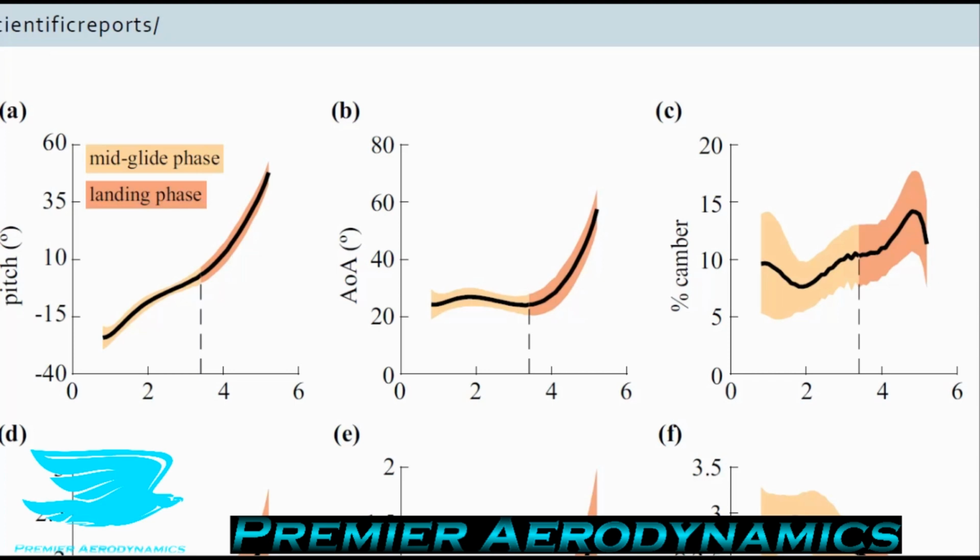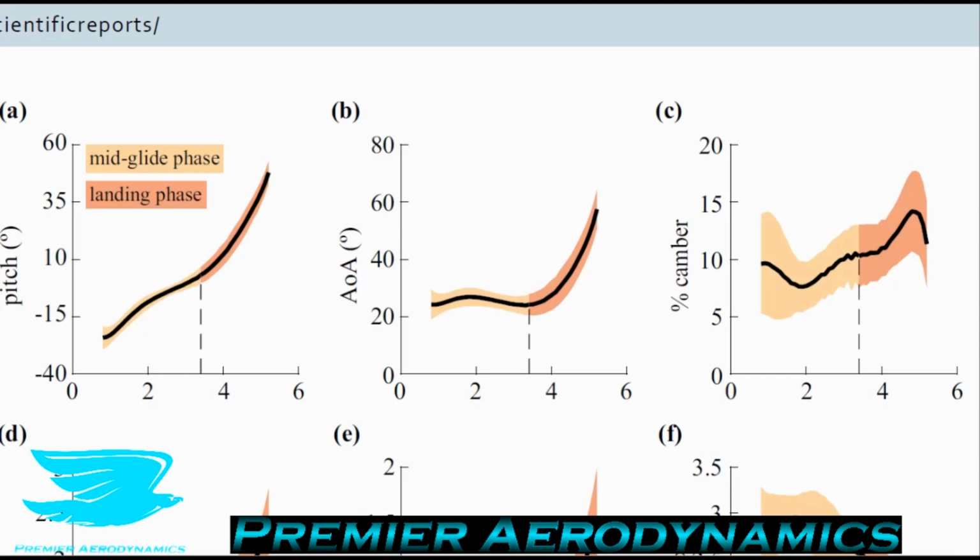Does that make sense? A steady angle of attack of 25.3 degrees with modulations in camber during the mid-glide phase resulted in the lizard using a lift coefficient of 1.43 and a drag coefficient of 0.51. So the lift coefficient is quite good, it's respectable.